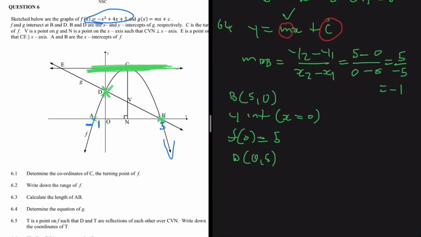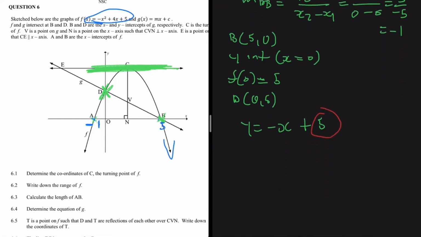But what about the value of c? c is the y-intercept of G, right? The y-intercept of G is the y-intercept of F. And we know that that value is 5, right? So the equation of G will be y = -x, right? -1x is just the same as -x, plus the y-intercept of G, which is 5. So we just have -x + 5. But you can also substitute D or B into the equation. You will still get 5, right?